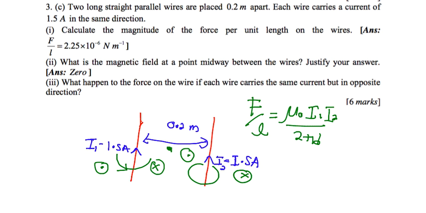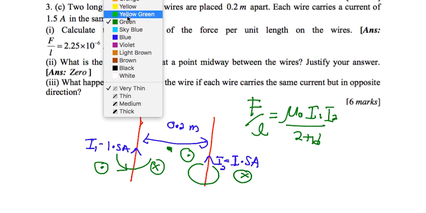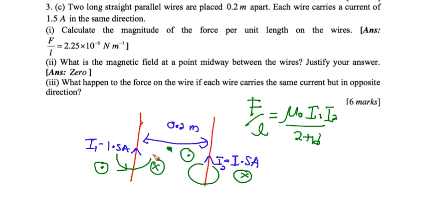The first B comes from the magnetic field produced by wire 1, and the second B is produced by wire 2. But for wire 1, the direction of B is into the page, right? And for the second wire, the direction of B is out of the page. Okay, what is the magnetic field?